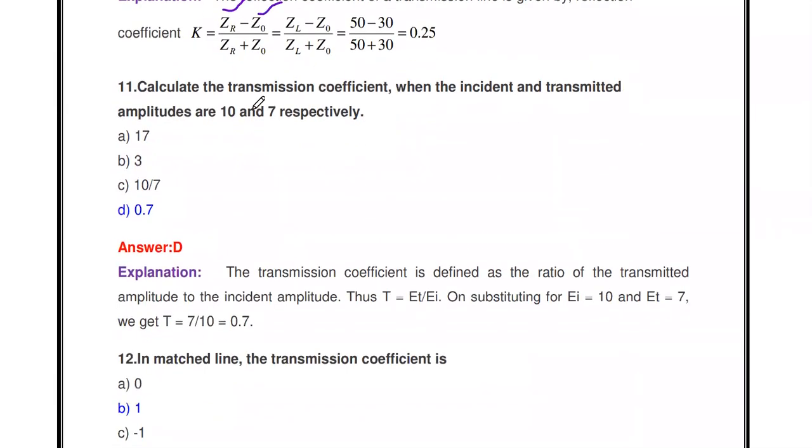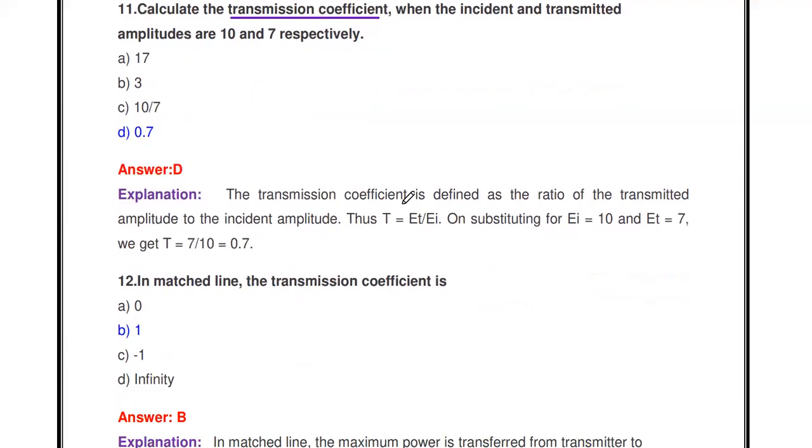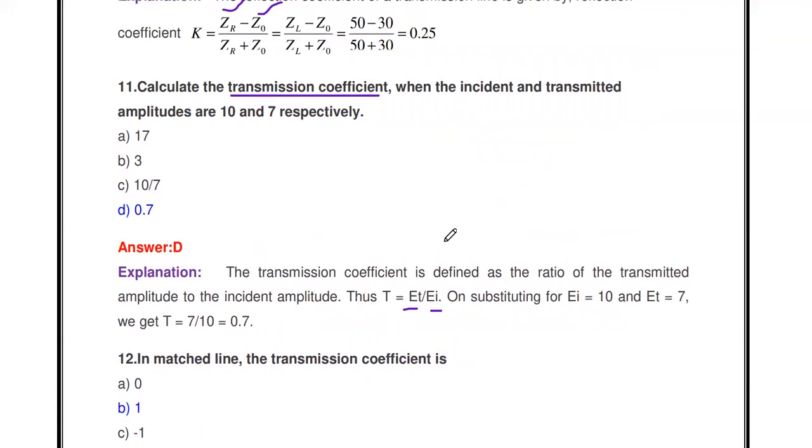Then the next question. Calculate transmission coefficient when incident and transmitted amplitudes are 10 and 7 respectively. So the transmission coefficient is nothing but the ratio of transmitted amplitude to the incident amplitude. The transmitted amplitude is 7, incident amplitude is 10. So 7 divided by 10, it's 0.7. This is the transmission coefficient.